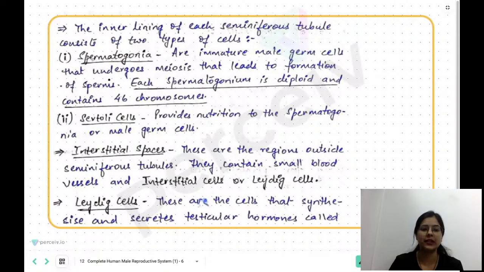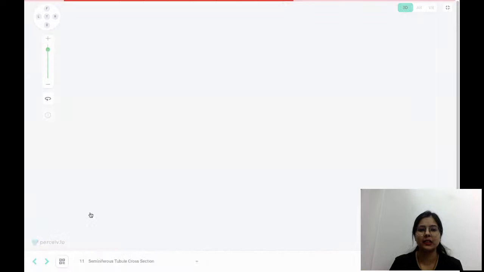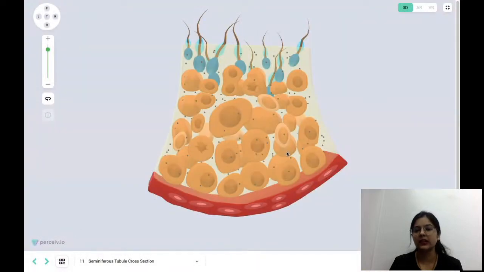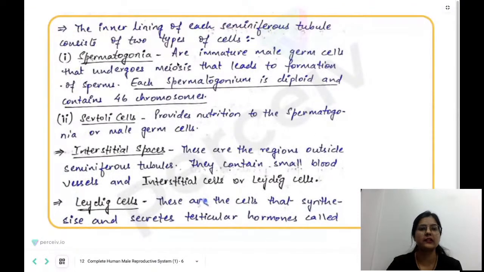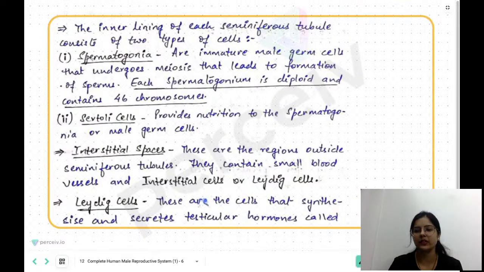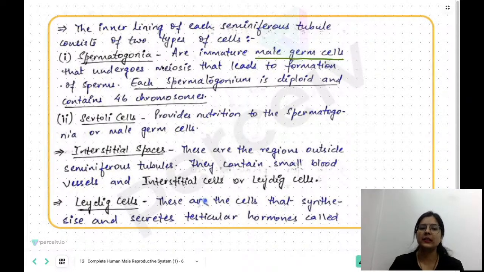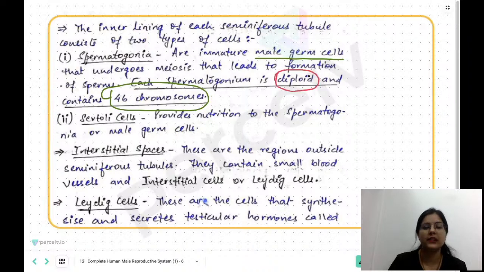As I already explained to you here in this model, we get two types of cells. One is spermatogonium and the other is the Sertoli cells. So spermatogonia will represent the immature male germ cells. So this is going to represent the immature male germ cells. And their most important special feature is that they are already diploid in nature. So they will be having a total of 46 chromosomes. So they are diploid with a total of 46 chromosomes.